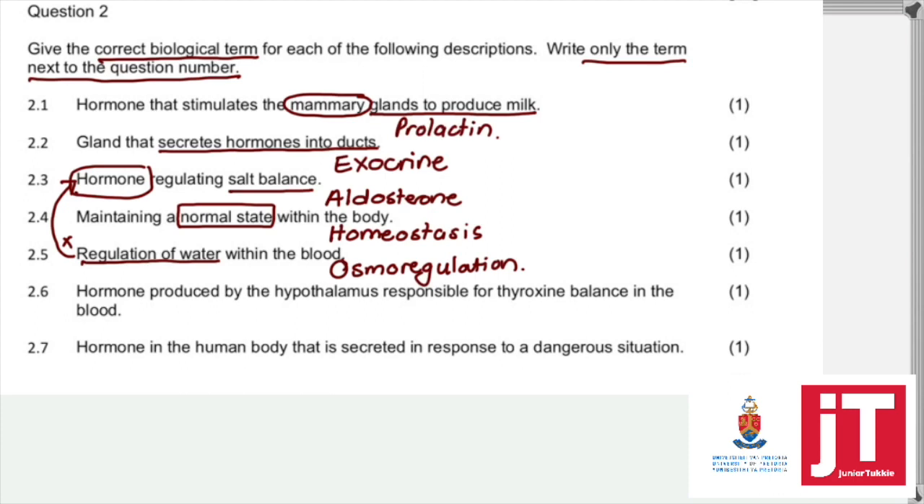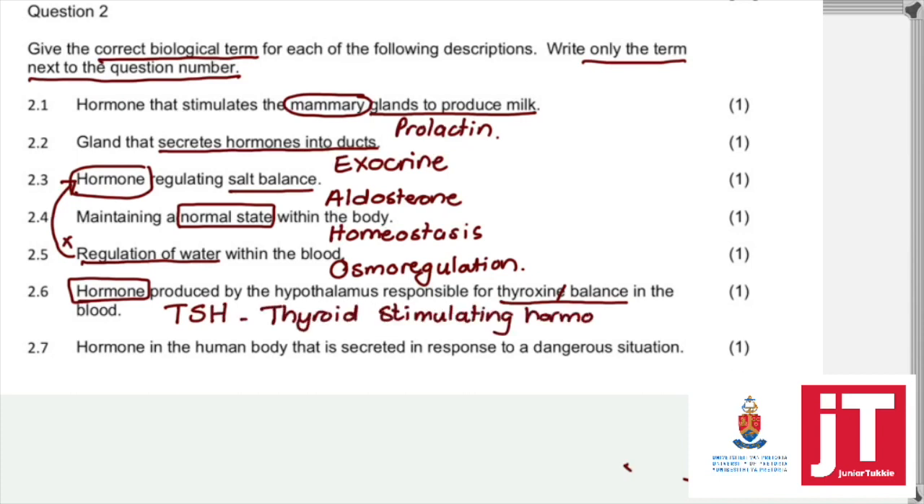2.6 again asks us for a hormone, but one that is produced by the hypothalamus for the balance of thyroxine in the blood. And here we look at TSH, thyroid stimulating hormone, and I believe we could probably use the letters TSH here for a mark, or we could write it out as thyroid stimulating hormone. I think we would get our credit anyway.